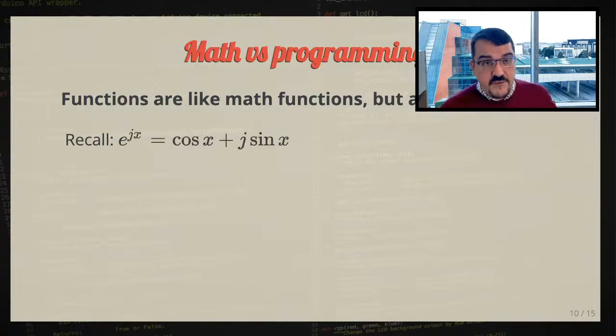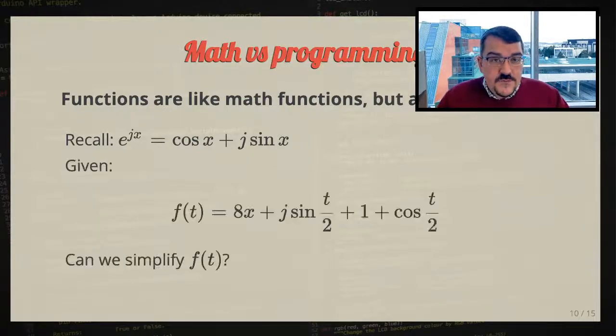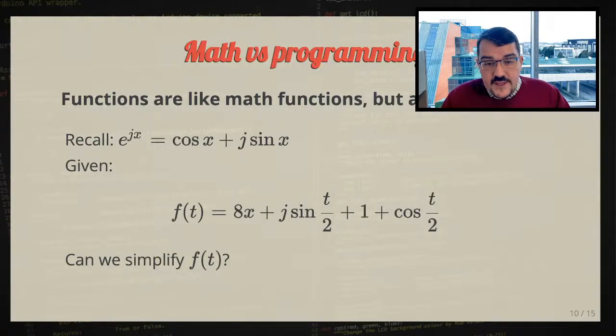So you may remember this relation, this equation. Does that look familiar to anyone? Perhaps it does. So this is a definition, or this is a mathematical identity, I guess. Yeah, okay, good. That looks familiar to some at least. So if I tell you this is a mathematical identity, and then I give you an equation, can we simplify f of t?